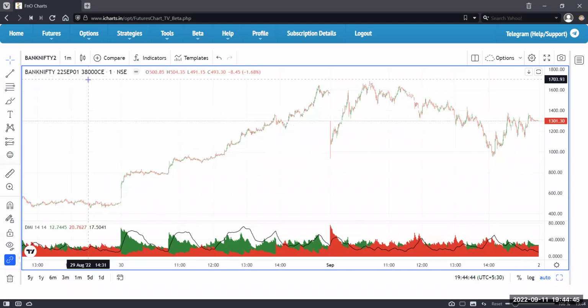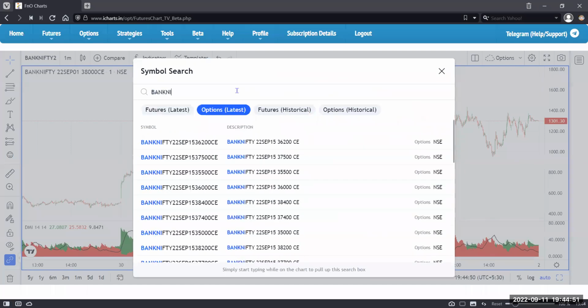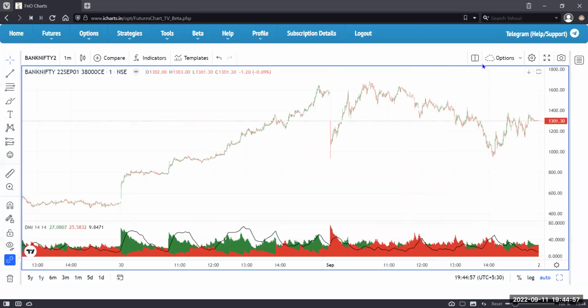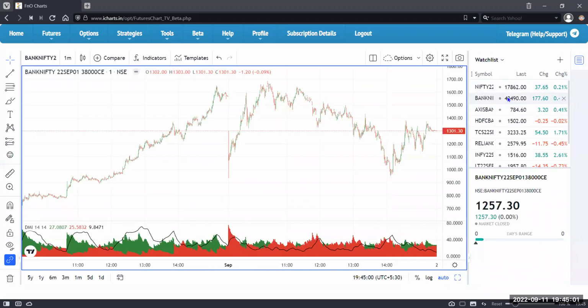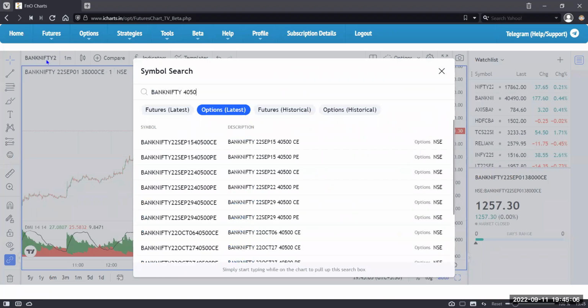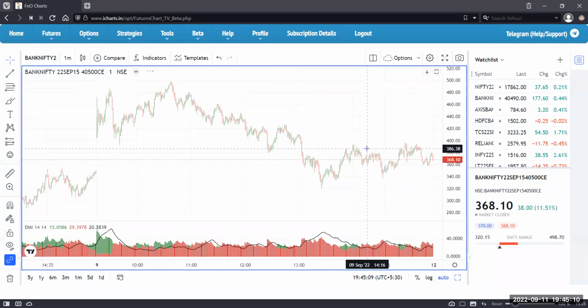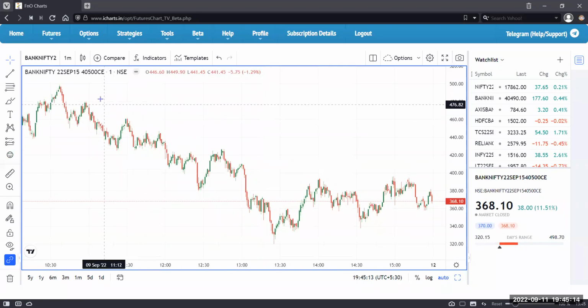Now here for options itself, let me go to current options. That is Bank Nifty. So Bank Nifty is currently at what? 40,500. So 15. Let me switch to this. Yeah, here.